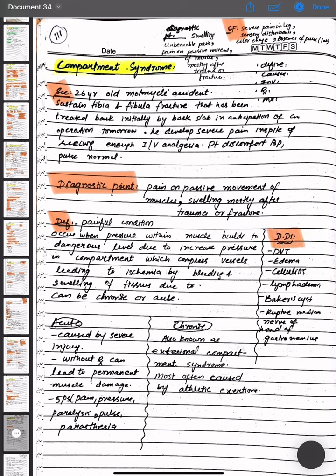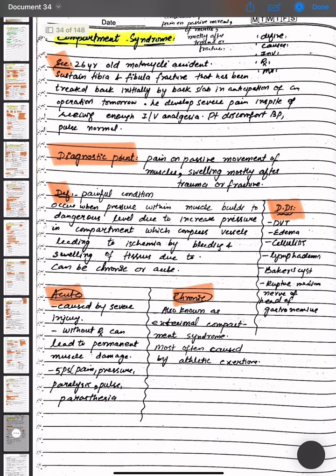These are DVT, edema, cellulitis, lymphedema, Baker's cyst, and rupture of the medial head of gastrocnemius. Now, what are the acute and chronic cases? The acute are caused by severe injury, and without treatment can lead to permanent muscle damage, and the 5 P's are present, that is pain, pressure, paralysis, pulse, and paresthesia. The chronic phase is also known as exertional compartment syndrome, most often caused by athletic exertion.